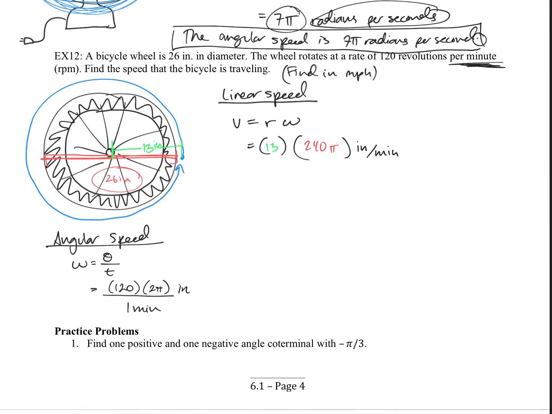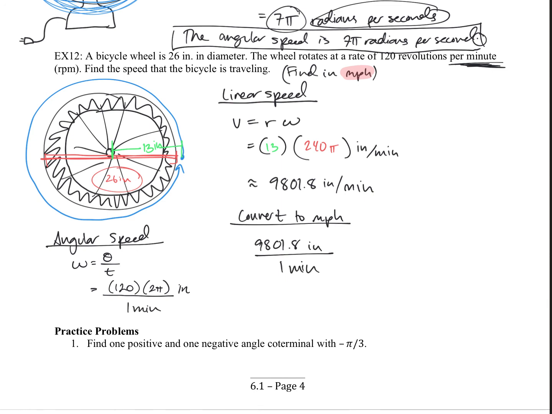Okay, so that simplifies out to, we'll go ahead and put this in a calculator, approximately 9,801.8 inches per minute. Okay, but once again, we wanted to answer in miles per hour. We're talking about speed here, usual speed. So how do we convert this to miles per hour? Well, at the moment, we have 9,801.8 inches in 1 minute. So at the moment, I have inches per minute, and I want to end up with miles per hour.